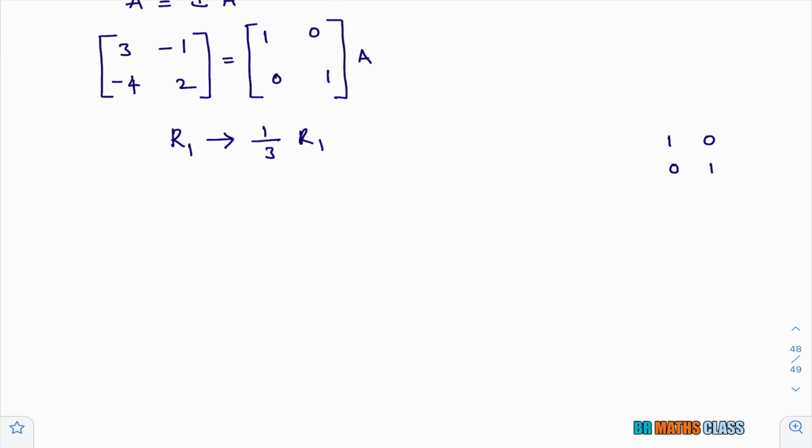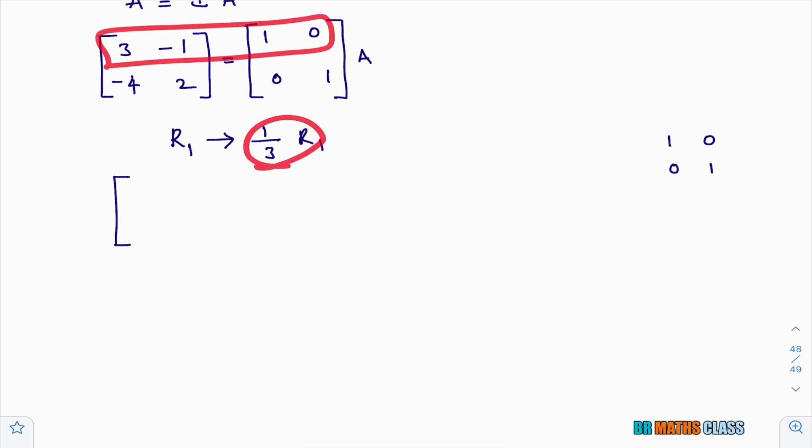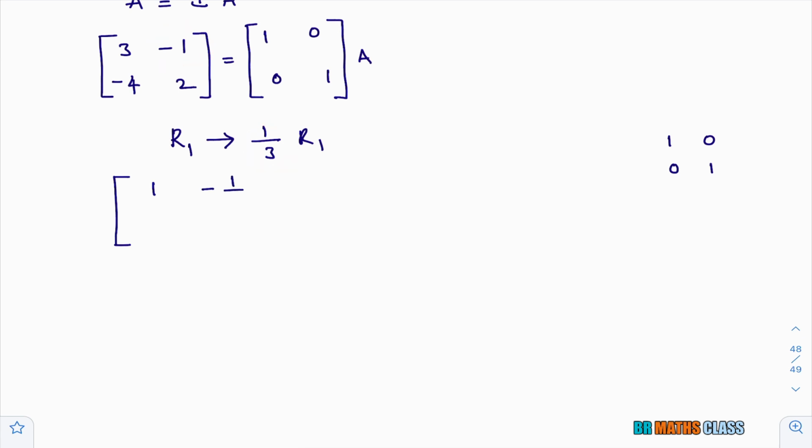Now R1 changes. All the elements of the first row you multiply with 1 by 3. Yes. 1 by 3 into 3 is what? 1. Okay. 1 by 3 into minus 1 is what? That is minus 1 by 3. Equal to 1 by 3 into 1, that is 1 by 3. 1 by 3 into 0, that is 0. Right, into A. So all the elements of R1 multiplied with 1 by 3. Now R2 as it is. All the elements of R2 you write as it is here. Minus 4, 2, 0, 1.